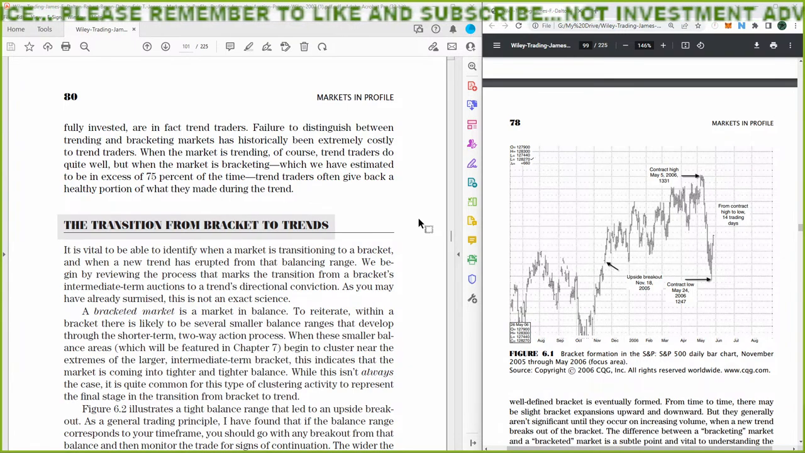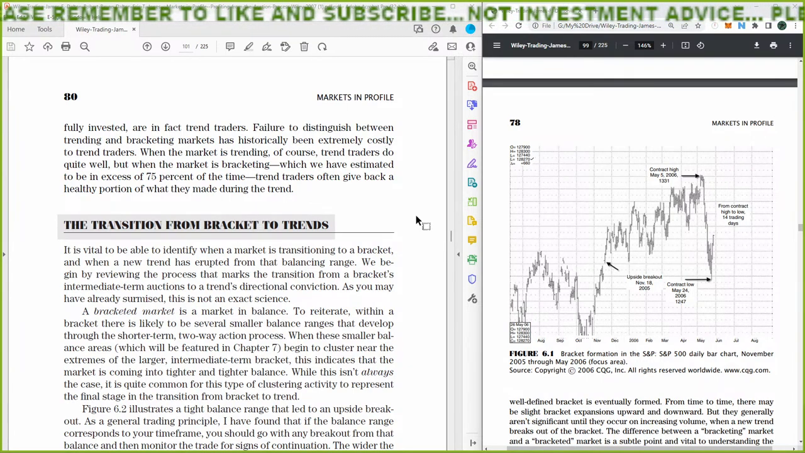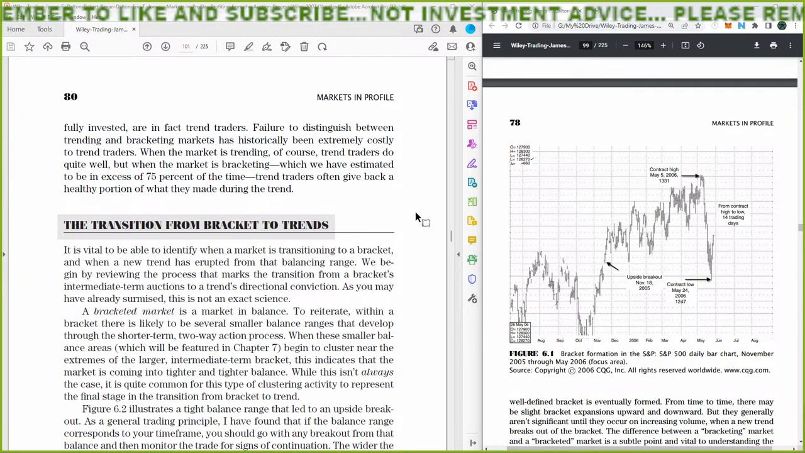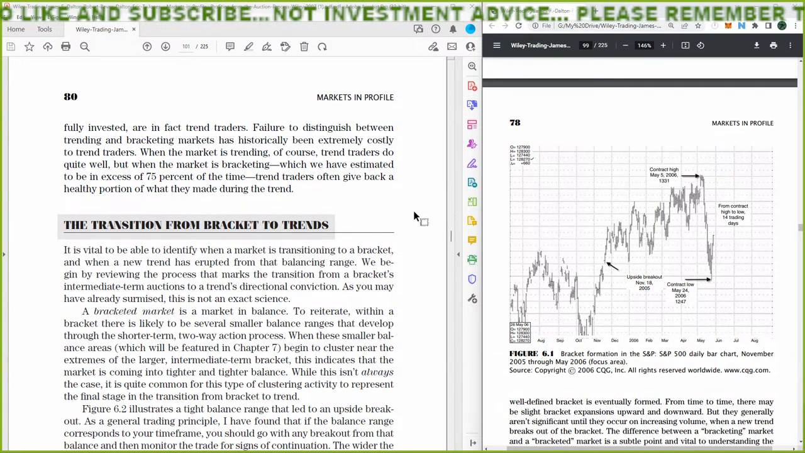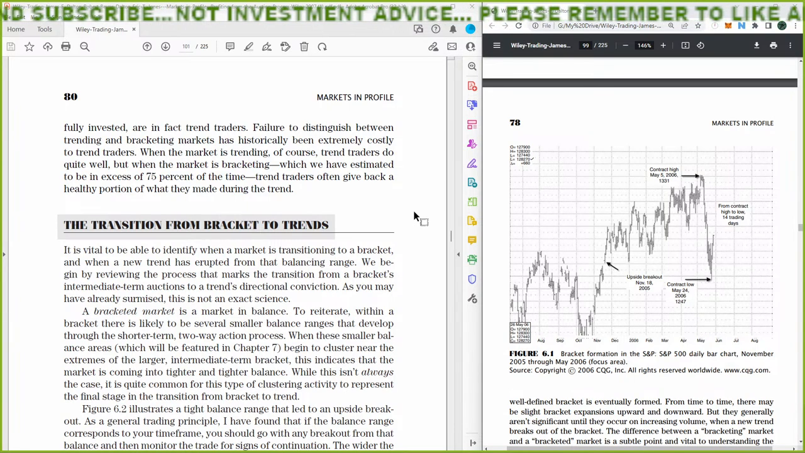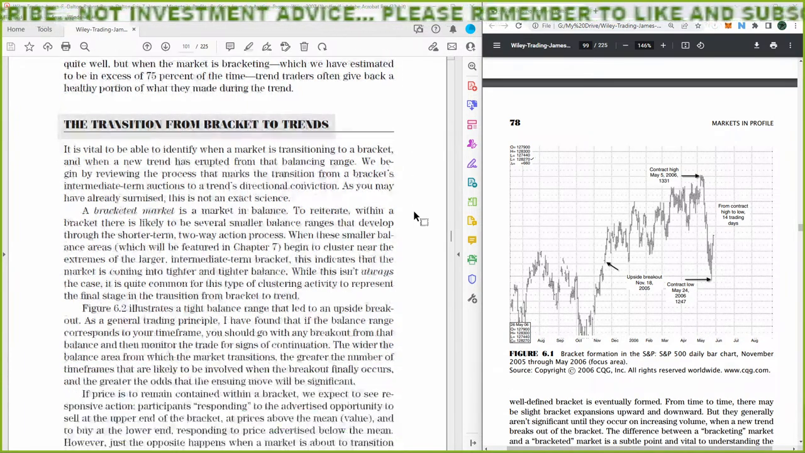When the market is trending, of course, trend traders do quite well. But when the market is bracketing, which we have estimated to be in excess of 75% of the time, trend traders often give back a healthy portion of what they made during the trend.